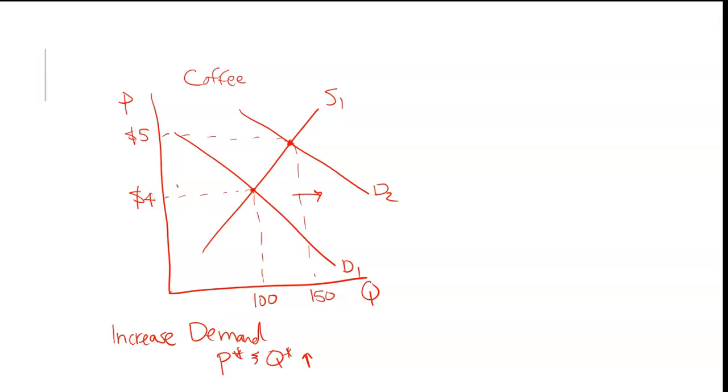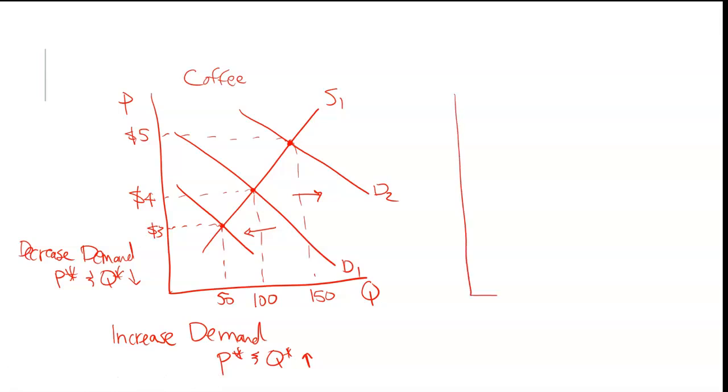If we have a decrease in demand, maybe tastes and preferences have changed. People don't like coffee as much, so they decrease their demand. Now we have a price of $3, maybe a quantity of 50. So when demand decreases, shifting to the left, our equilibrium price and quantity are both going to go down.